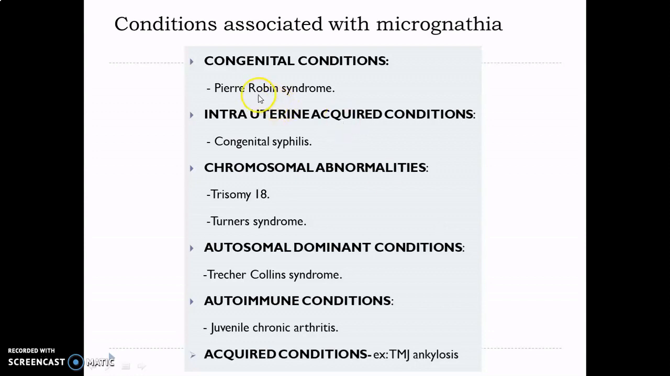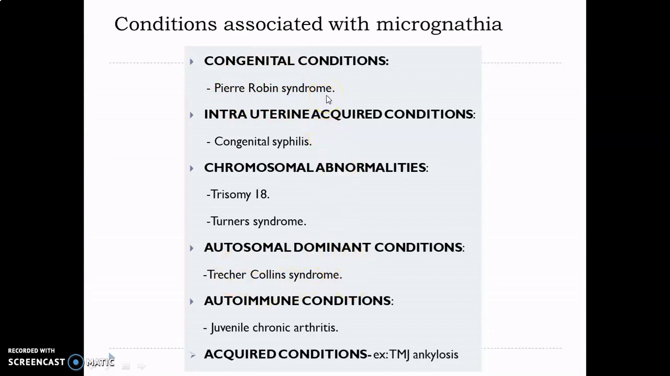These are various conditions seen associated with micrognathia, or in these conditions there will be presence of micrognathia. It includes congenital conditions like Pierre Robin syndrome, intrauterine acquired conditions like congenital syphilis: a syphilitic mother can transfer the infection to the fetus, so that results in congenital syphilis, which usually shows micrognathia or hypoplasia of maxilla. And chromosomal abnormalities like trisomy 18 and Turner syndrome, autosomal dominant inherited conditions like Treacher Collins syndrome, autoimmune conditions like juvenile chronic arthritis, and acquired conditions like TMJ ankylosis. I will discuss Pierre Robin syndrome and Treacher Collins syndrome to you.